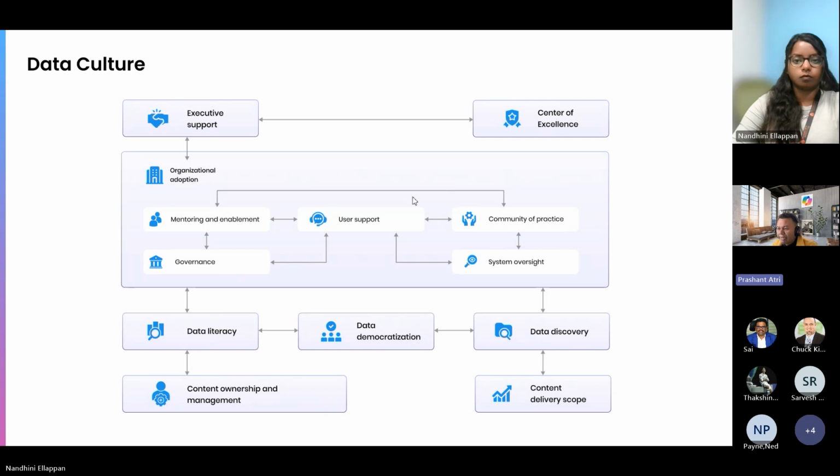Now the other thing is data literacy, data democratization, and data discovery. Those are the major pillars when you go through this strategy. Whenever I had discussions with CDOs specifically, most of the challenges are around awareness or education within the other business units. So data literacy and organizational change management are the areas you focus on to increase awareness within the organization.